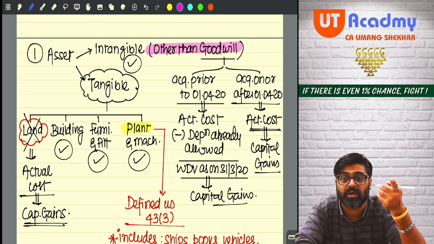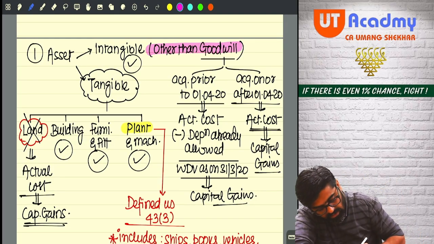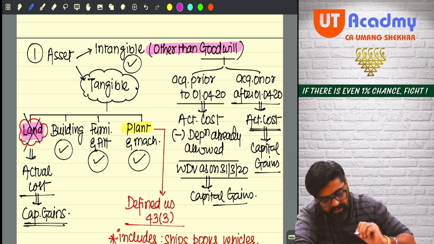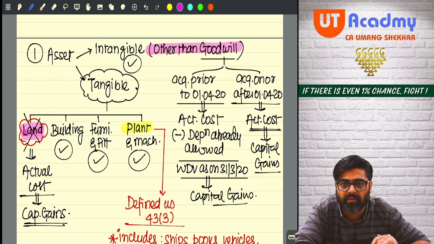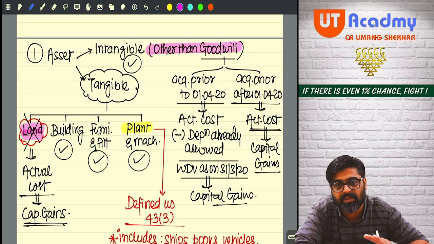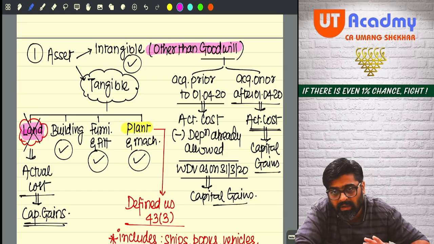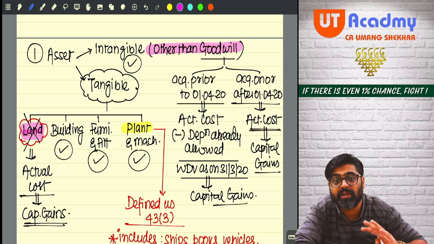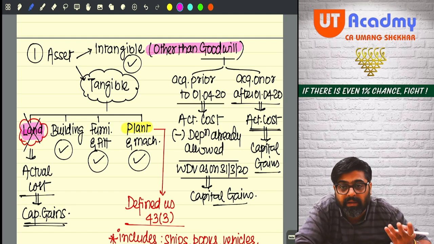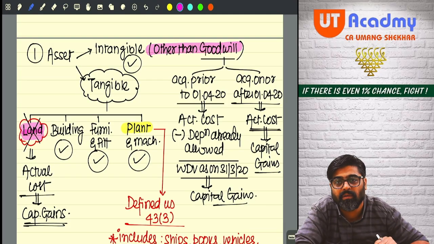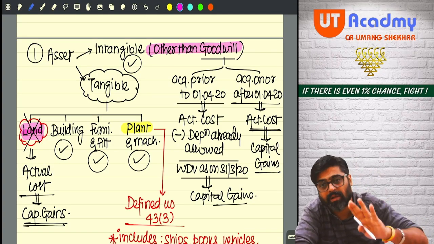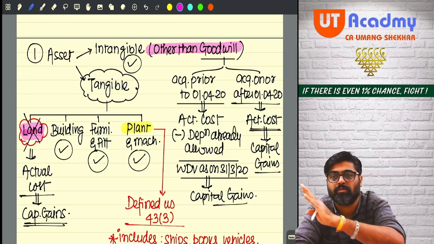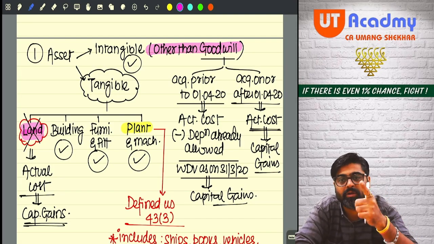Then tangible assets other than what? Land. Other than land, whatever tangible assets are there. Those tangible assets can be furniture, fittings, buildings, and if not furniture and fittings, they will be plant and machinery. So all those assets also, whatever cost you have incurred, that cost will not be allowed fully. That will be allowed in the form of depreciation in small parts. Claim their cost as what?